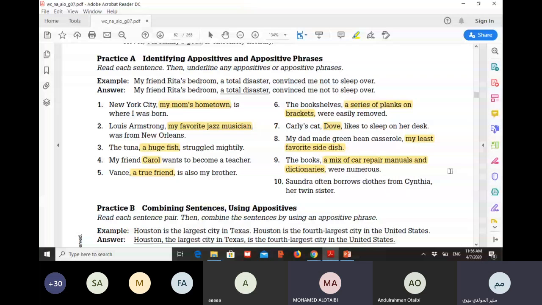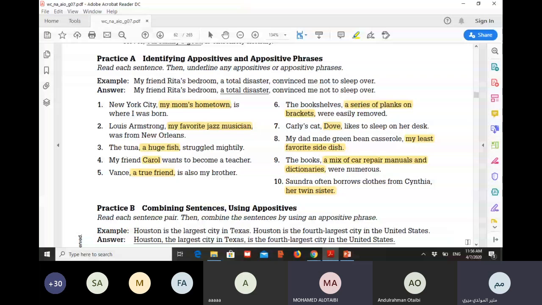"Sandra often borrows clothes from Cynthia, her twin sister." I think her twin sister. Excellent. This is the right answer. Her twin sister. Very good. Teacher, can I read practice B?